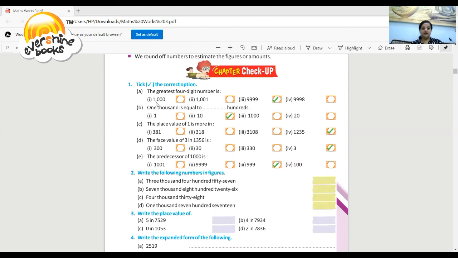3457. We will write it in numbers. So let's start. Here 3 we will write first of all, because it is at thousands place, then 4 at hundreds place, 5 at tens place, and 7 at ones place. So this is the answer: 3457.